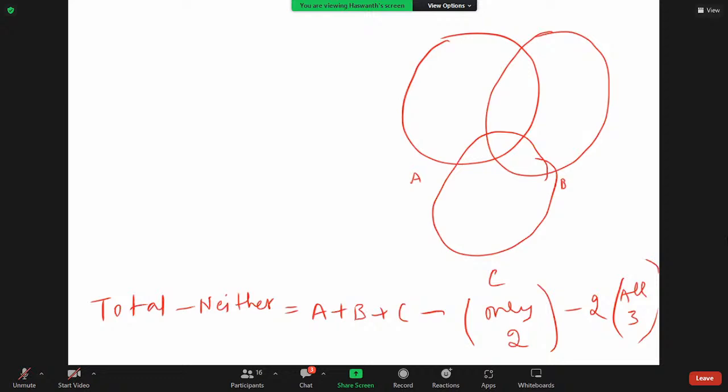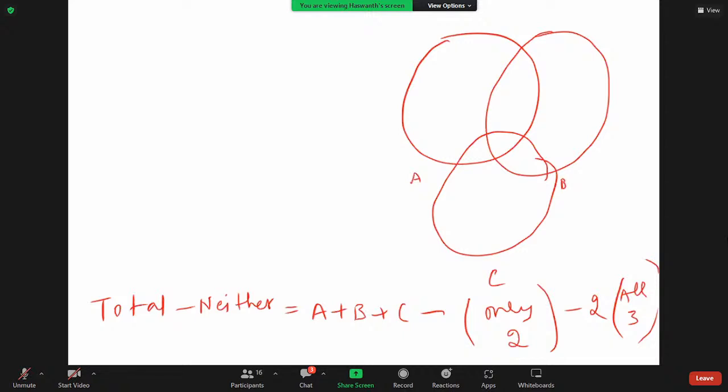Total means the total number of persons or items or vehicles present. Neither, just like in the previous case, is the value which is not included in set A, not included in set B, not included in set C, which stays out of these three sets. A means total value of set A, B means total value of set B, C means the total value of set C.